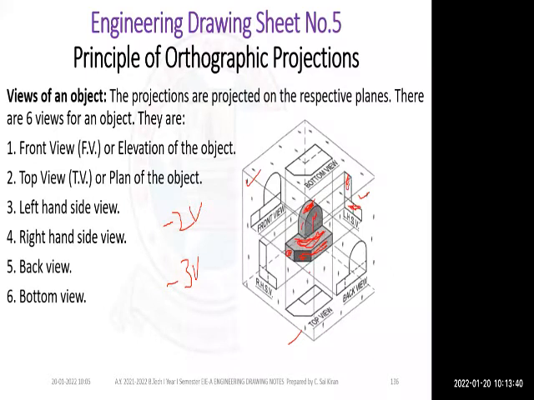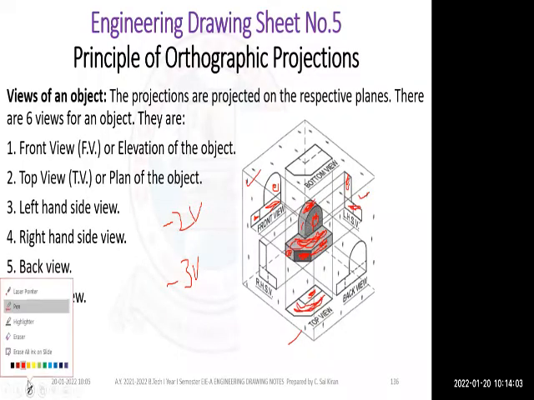Okay. If I'm seeing the front view, I can see this part, this part, and this part. This part is projected here. Similarly, if I see the top view, this part is projected here. And what is this part? This shape is there. This shape is projected here.